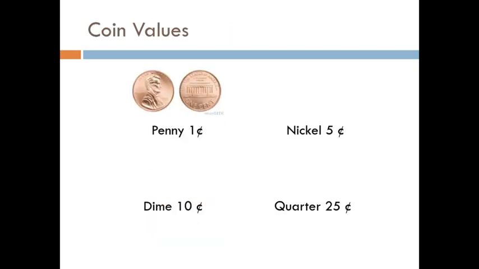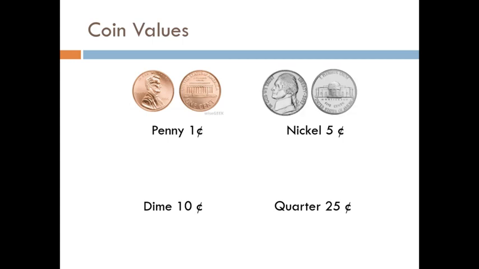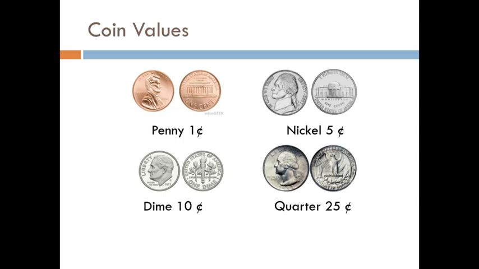Remember, we have a penny that's worth 1 cent, a nickel is worth 5, a dime is worth 10, and a quarter is worth 25. Our quarter has the largest value, and our penny has the least value of the coins.